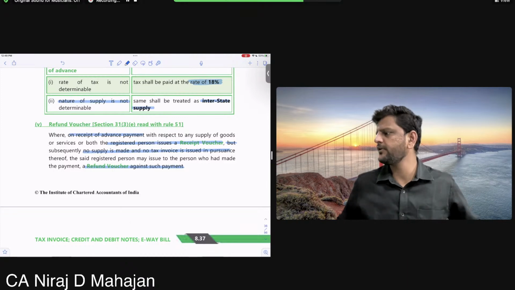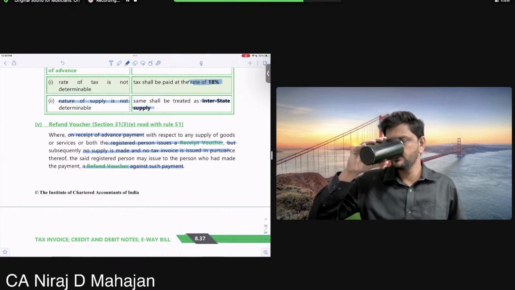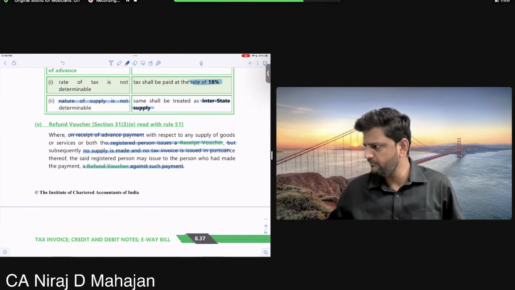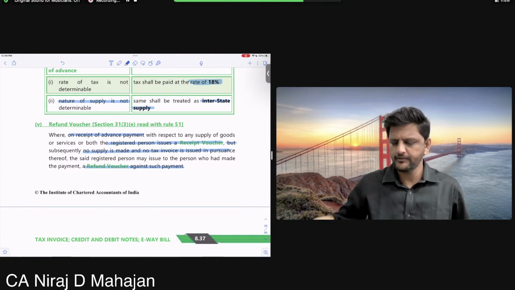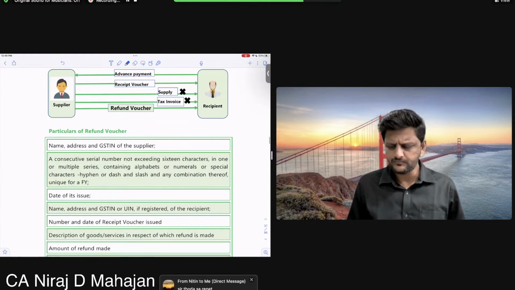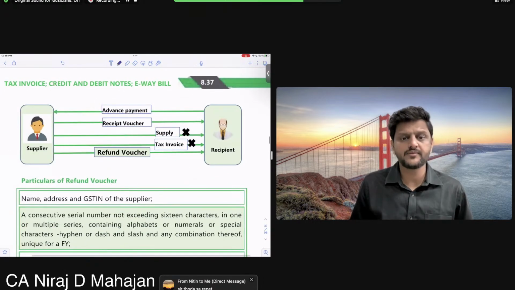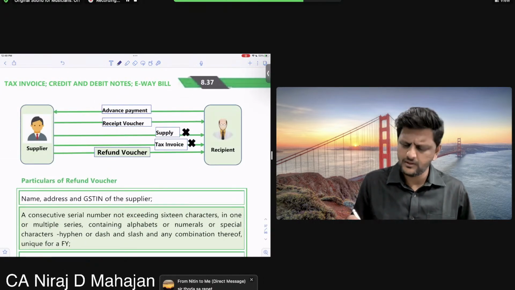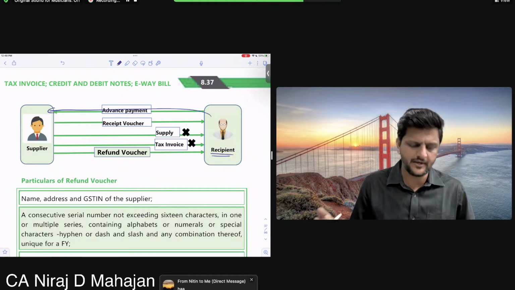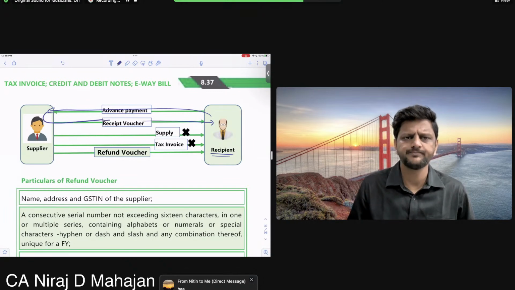Everybody okay? ठीक ना everybody? Check here. He's a recipient. So the recipient has, I'll repeat, check. The recipient, bachcho, has given advance. So against that advance, the supplier gave a receipt voucher as a proof. Okay?